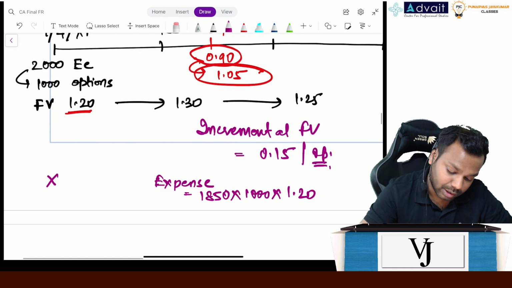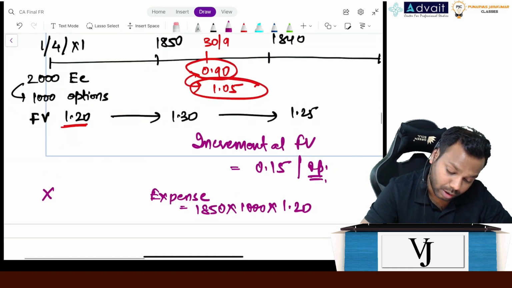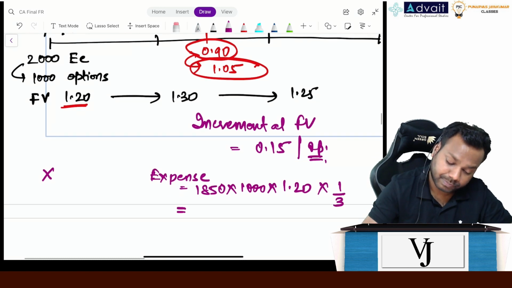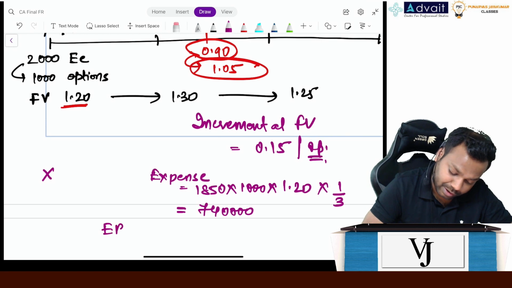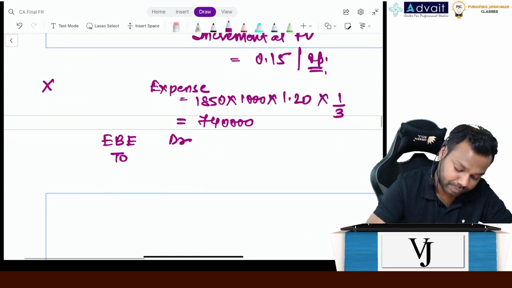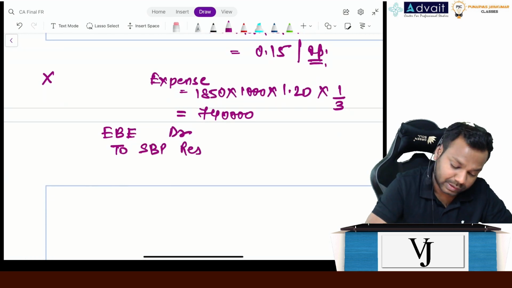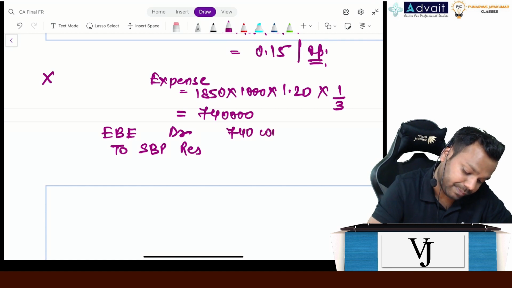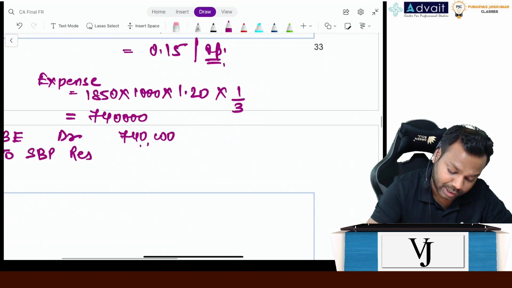Now if it is 1.20, what is the service period? 3 years, so 1/3. What is the amount? 7,40,000. So the entry will be employee benefit expense account debit to SBP reserve 7,40,000. Clear?